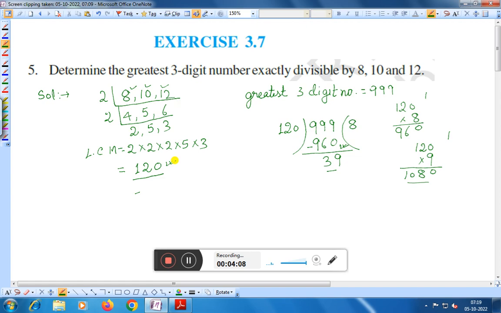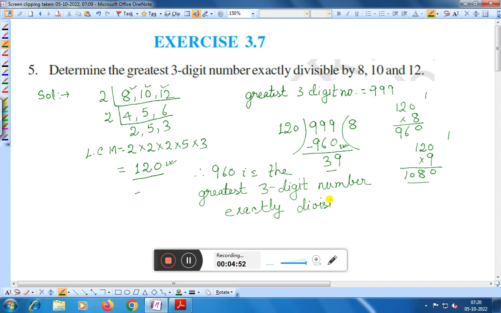Therefore, you can say that 960 is the greatest 3-digit number exactly divisible by 8, 10 and 12. Right? Again, I am repeating.